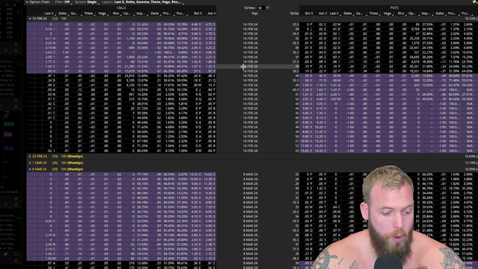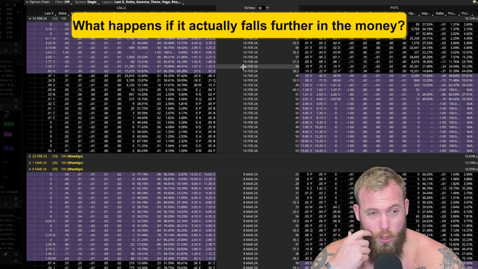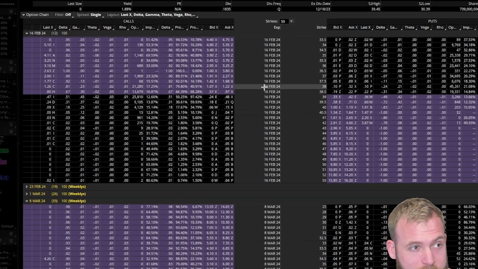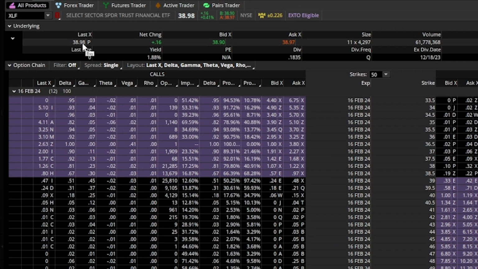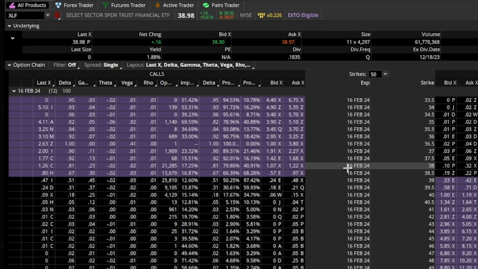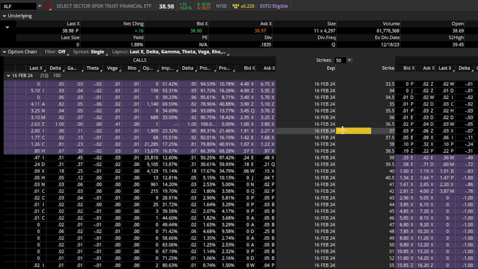So then you can also say, well, what happens if it actually falls further in the money? What would that look like? So let's say XLF goes another $1 up. So instead of being at 39, now it's at 40. Well, what you can do is you can look at the 37s, because your option would behave close to those 37s. So all I'm doing is, by the amount that I'm mentally moving XLF, I'm mentally adjusting my strike the same amount to see what the option would look like if that move happened.